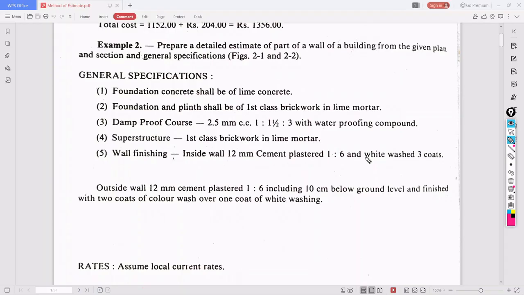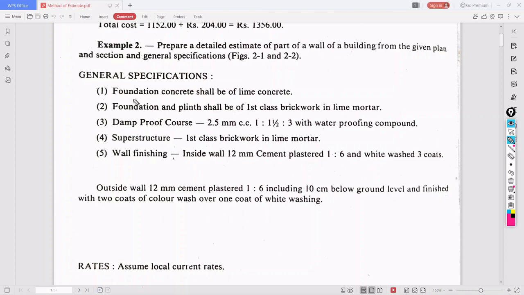So in the last session, we stopped at this problem: prepare a detailed estimate of a part of a wall of a building from the given plan, section and general specification. The specification, plan and section are given. We need to find the estimate, how much is the cost for that particular wall and what quantity we are getting. We should calculate the quantity, and with the necessary rate we will estimate the cost of that particular part of a wall of a building.